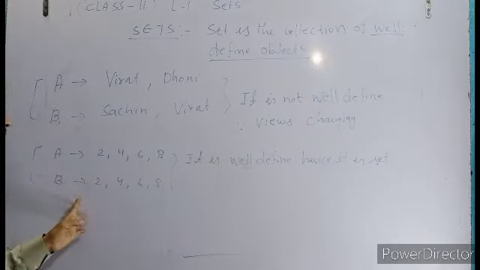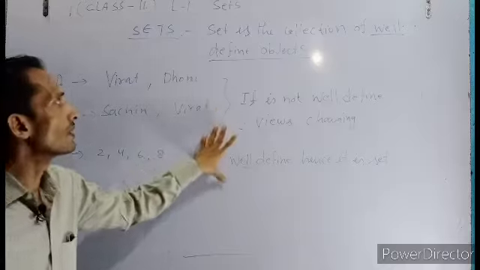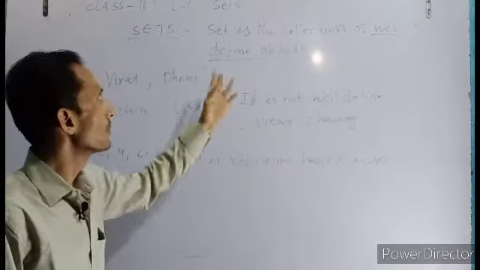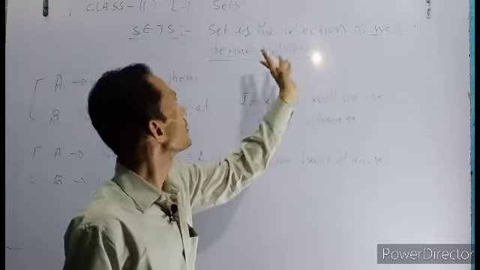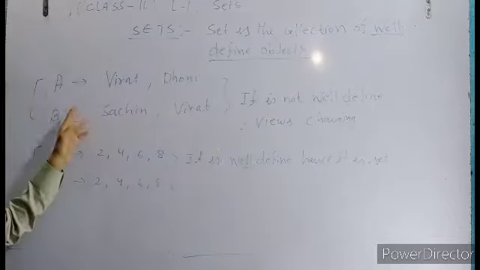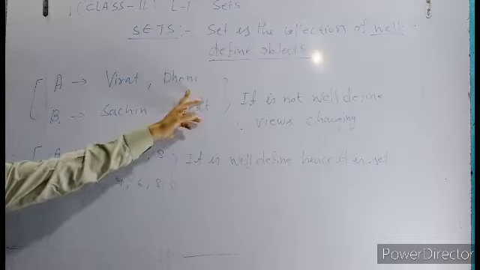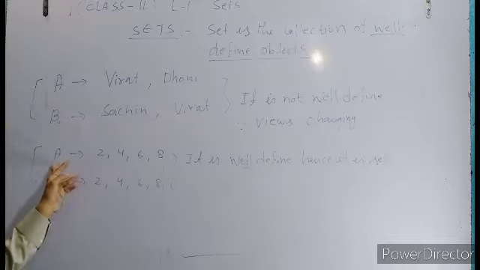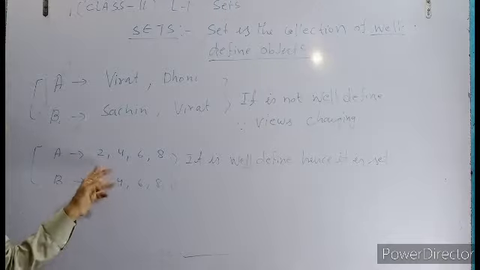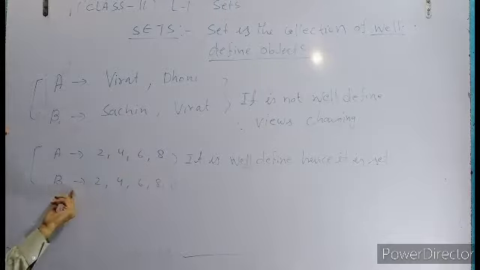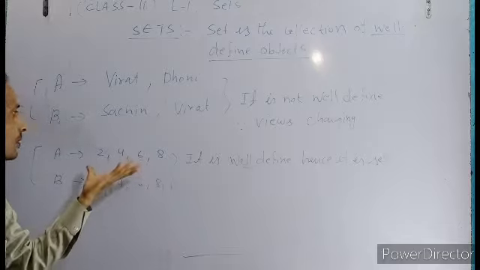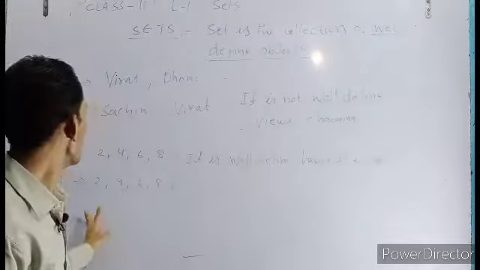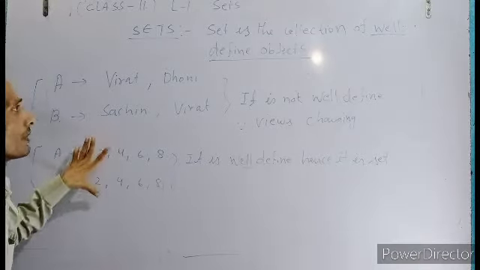We can represent this set. So that is the difference between well-defined and not well-defined. A set is a collection of well-defined objects. These are called the objects. A has two objects, Virat and Dhoni. B has the objects Sachin and Virat. Here, A has objects 1, 2, 3 and 4, and B also has 4 objects. These are called the objects, elements or members, we can say. So this is the difference between well-defined objects.